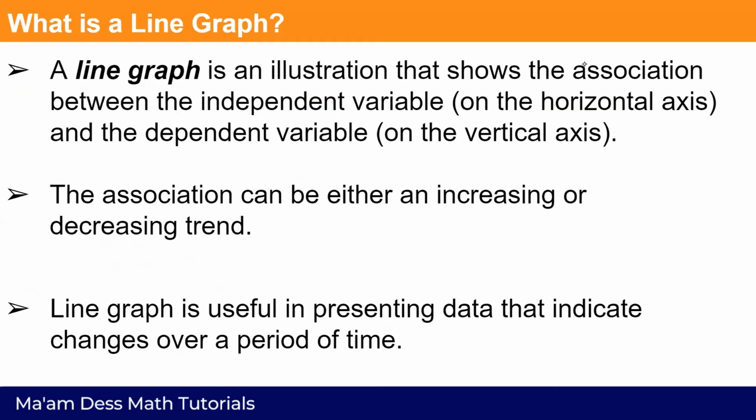Now, what about line graph? A line graph is an illustration that shows the association between the independent variable on the horizontal axis and the dependent variable on the vertical axis. The association can be either an increasing or decreasing trend. Pag line graph po ang pinag-uusapan, andito po lagi yung trend of the line, the increasing and decreasing. Next, a line graph is useful in presenting data that indicate changes over a period of time.